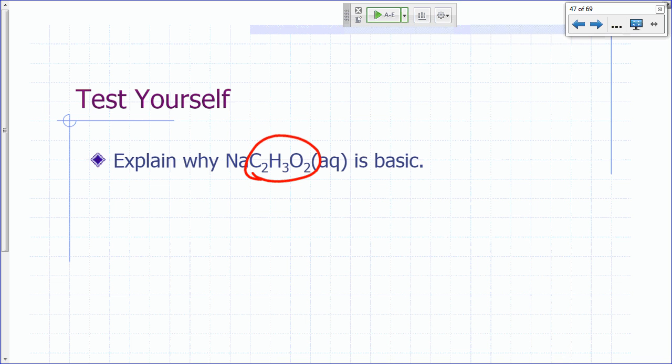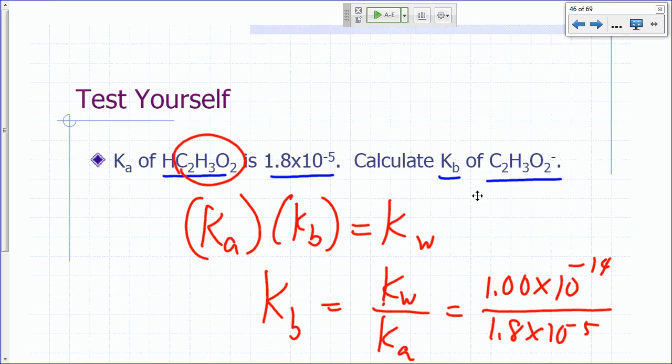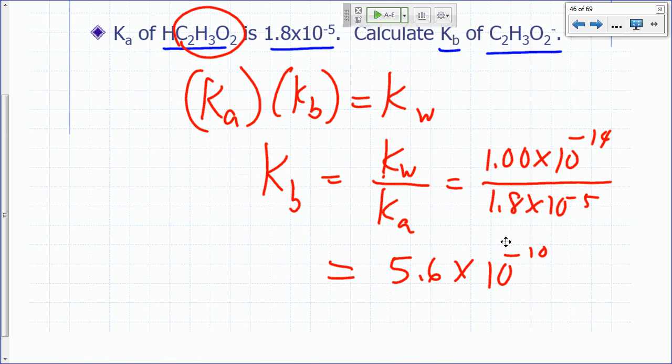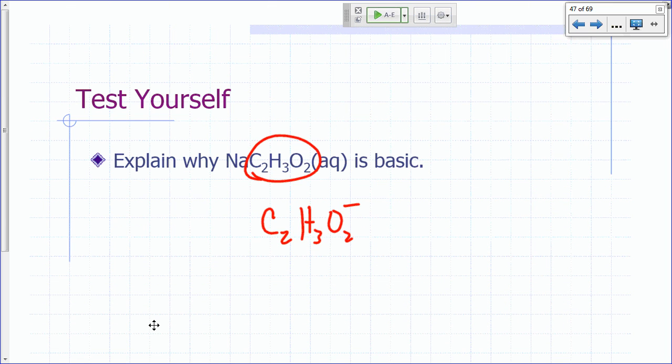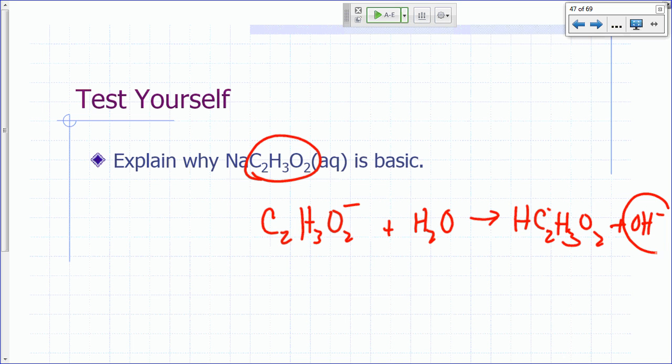Well, acetate, we say, is the conjugate base of a weak acid, so it's also a weak base. In fact, we just calculated that earlier, right? Its Kb is 5.6 times 10 to the negative 10. So it can react with water to give you acetic acid, HC2H3O2, plus hydroxide. Anytime you're asked to explain why something is basic, look for a reaction that will generate hydroxide.